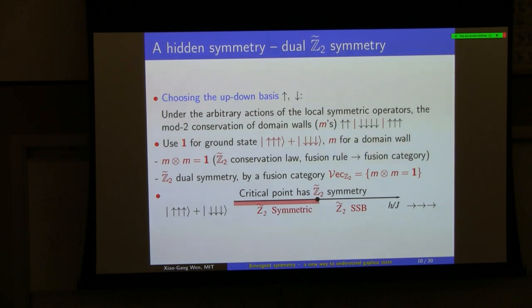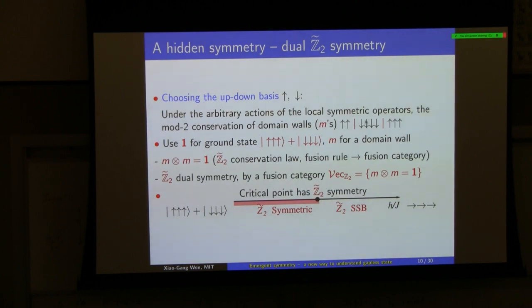So when you are using this point of view, then you find that actually for the transverse field Ising model, there's a hidden symmetry, which we call the dual Z2 symmetry. And this hidden symmetry can be seen by choosing this up and down basis. Rather than the left or right basis, we choose the up and down basis. In the up-down basis, we can have a domain wall: a region of up and a region of down, and between them, they have a domain wall.